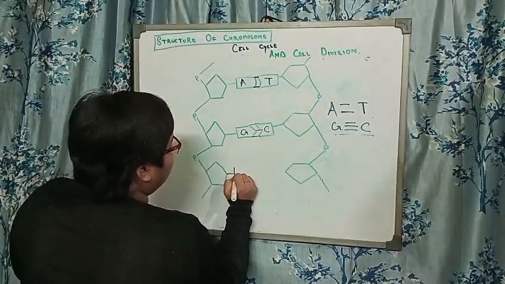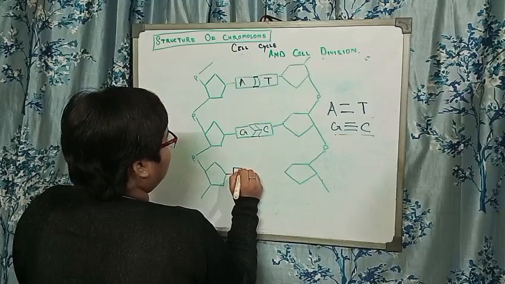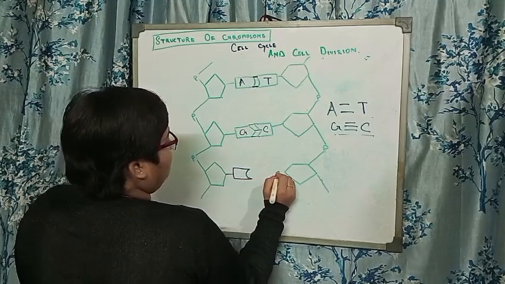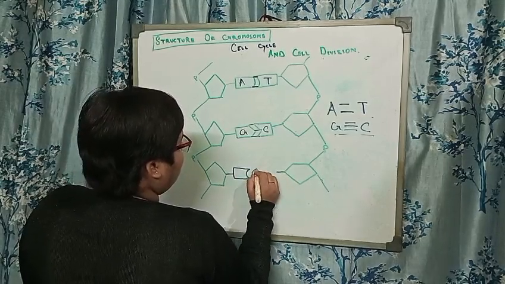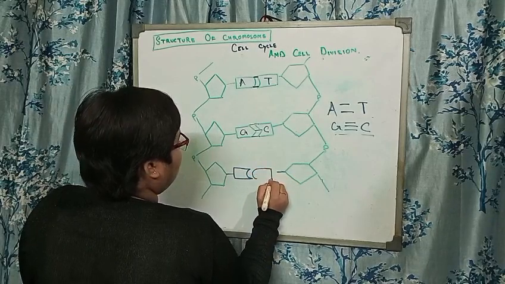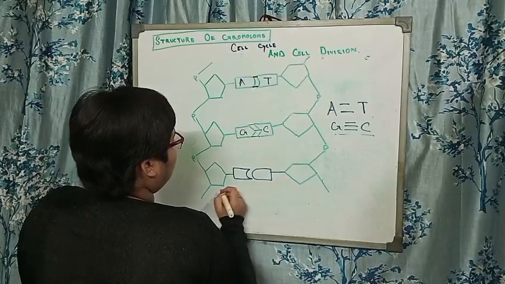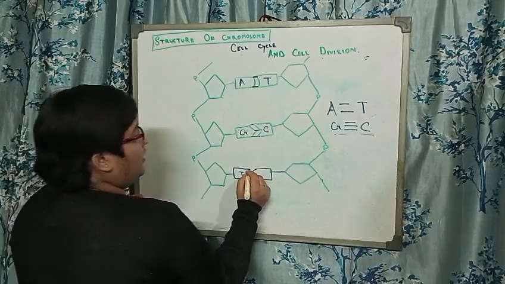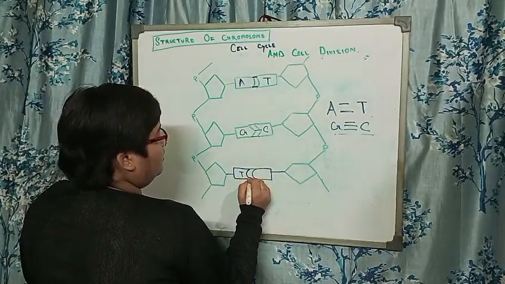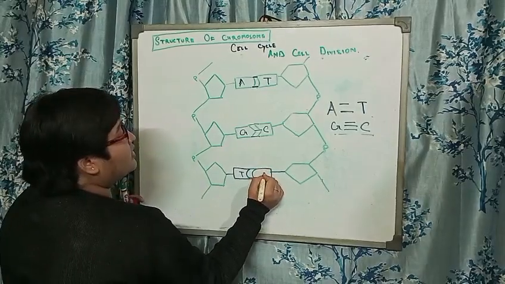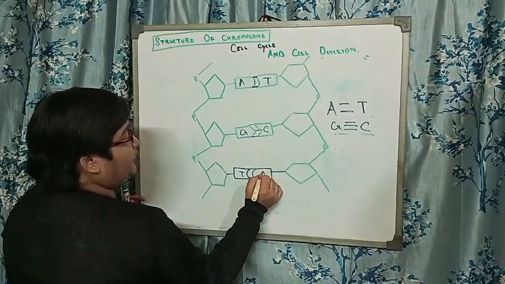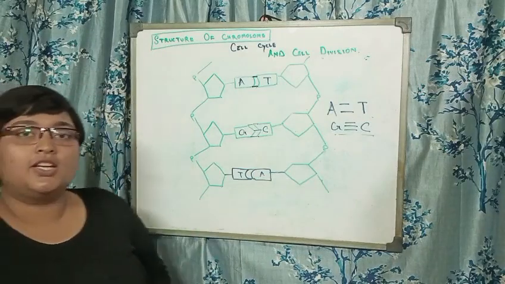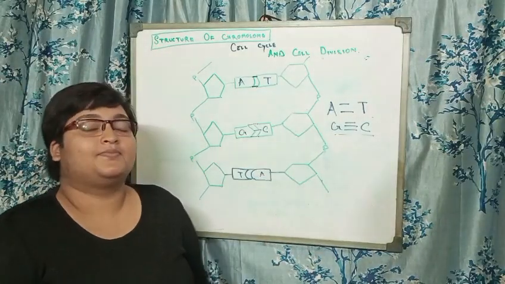So if this is T, here will be 2 hydrogen bonds and this will be A. Correct. Because A bonds up with T and G bonds up with C. I think it's clear. Okay.